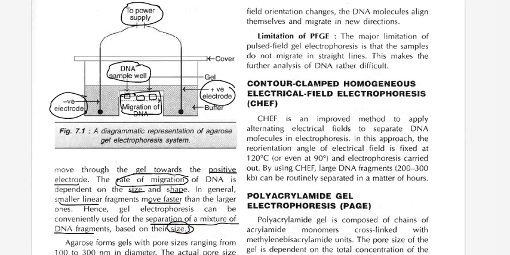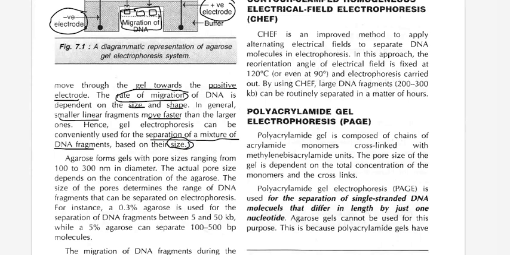Agarose forms pores. If you increase the amount of agarose while preparing the gel, the more the agarose, the smaller the pores will be. It forms pores ranging from 100 to 300 nanometers in diameter, and the actual pore size depends upon the concentration of agarose. The size of the pores will determine the range of DNA fragments that can be separated.